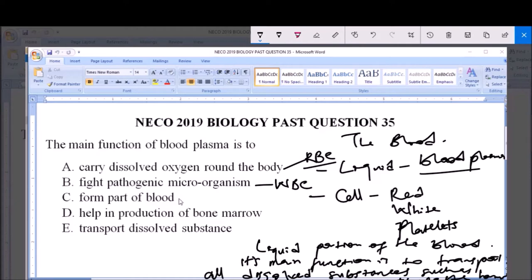C says forms part of the blood. Yes, it's part of the blood, but that is not the main function. D says helping production of bone marrow. No. And E says transport of dissolved substances. Yes, this is the main function of the blood plasma. It transports dissolved substances ranging from nutrients and wastes to other substances.